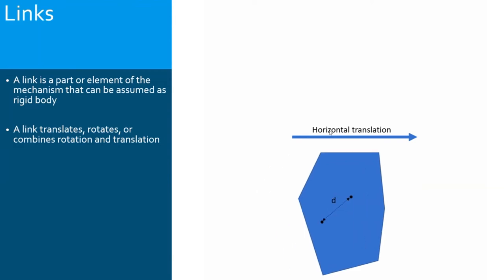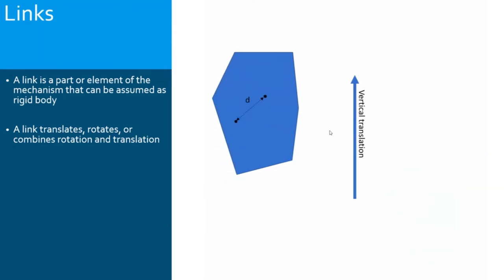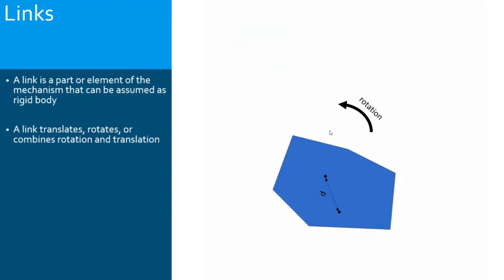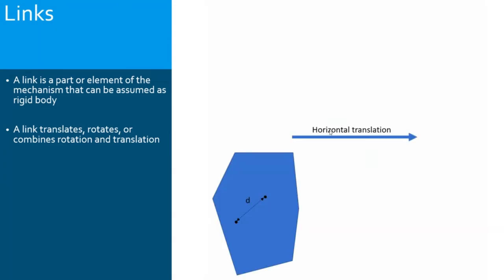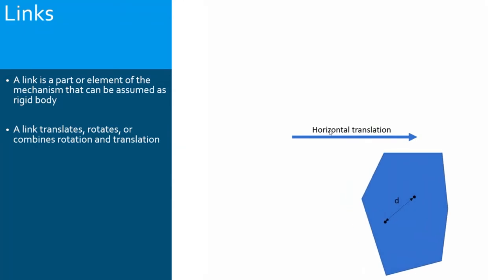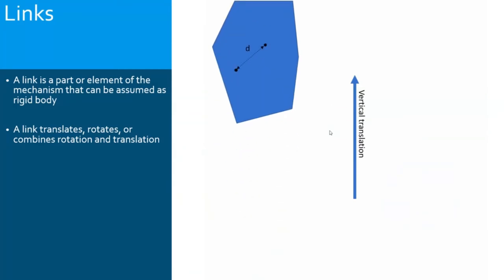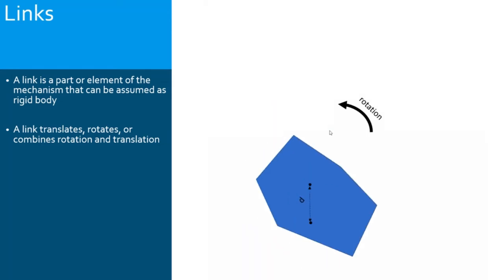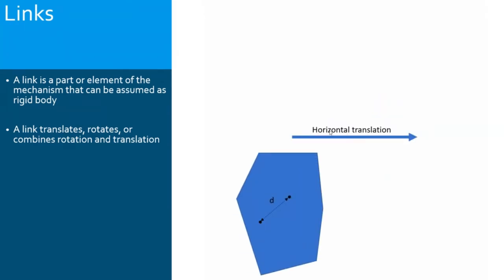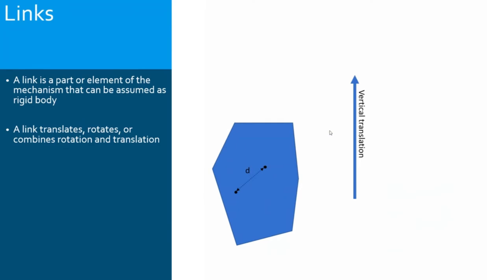Now, why these elementary motions? Because the two translations and the rotation are the only transformations that conserve shape, distance, and angles. So translations and rotations are the only transformations that allow the body to be rigid. A link is a rigid body that can translate in two directions, and it can rotate. There is only one rotation possible in planar motion.